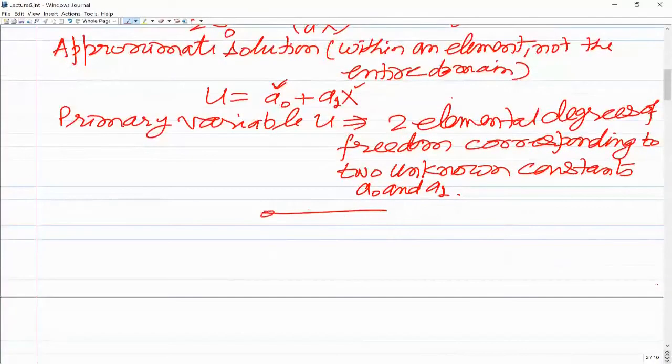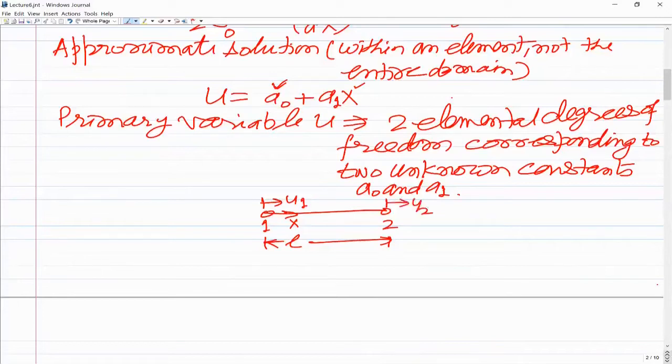And so if you see, this is the element, the local node number 1, local node number 2. The local coordinate system is capital X, and the length of the element is small l. The value of u here is u1, and the value of u here is u2. So once we assume this, this is the minimum.